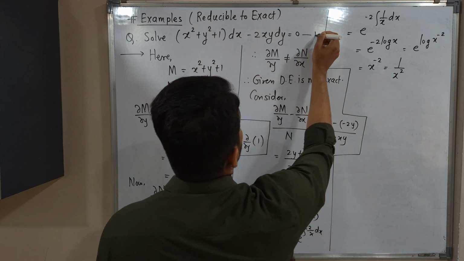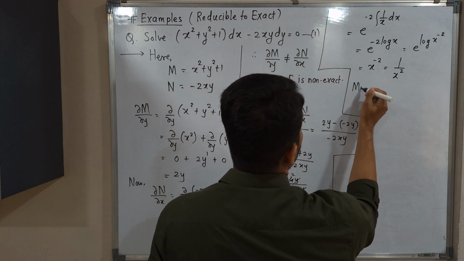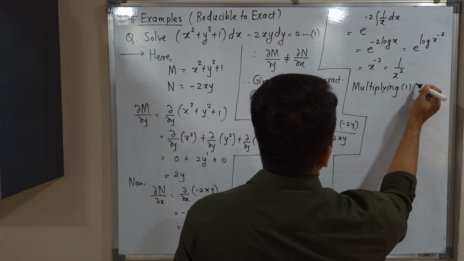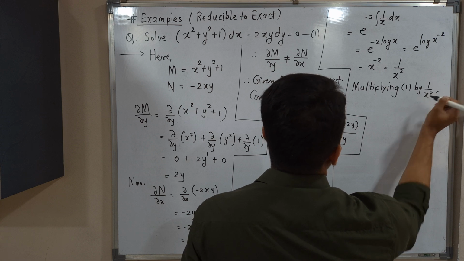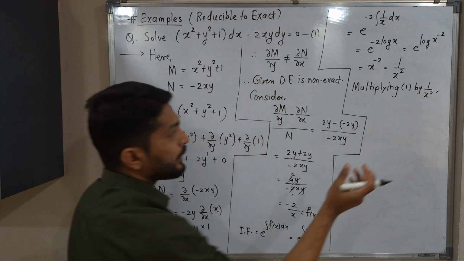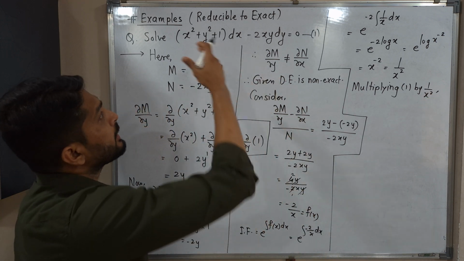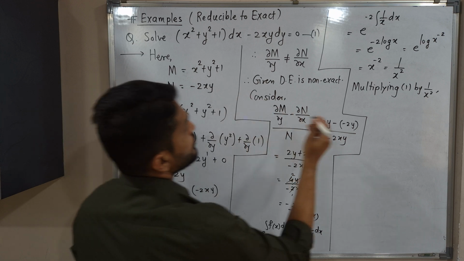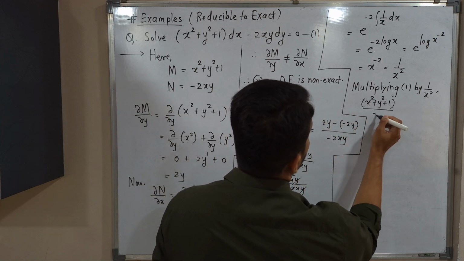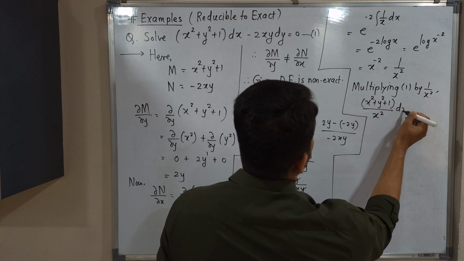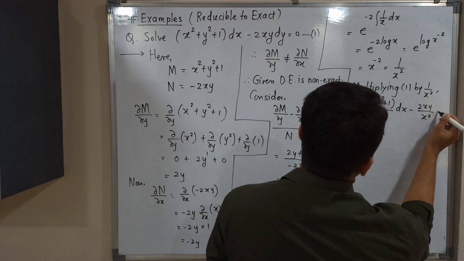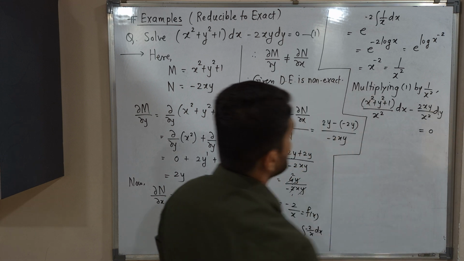So let me clearly mention. Okay, so let us call it equation number 1. Multiplying by 1 upon x square. Okay, so I'm going to multiply the given differential equation by this 1 upon x square. See, this x square is in the denominator. So when you multiply, obviously it will go in the denominator. Getting? So what will you get here? x square plus y square plus 1 divided by x square dx minus, here also it will go in the denominator, 2xy upon x square dy is equal to 0.